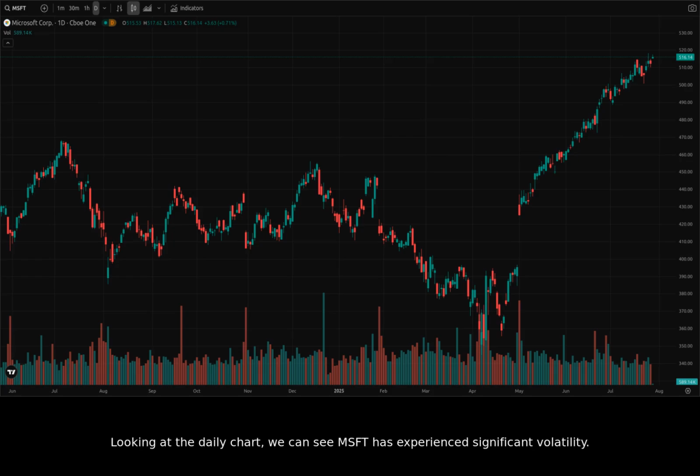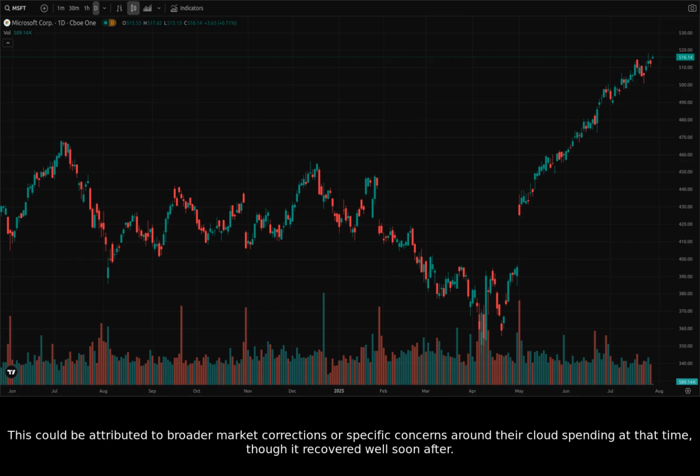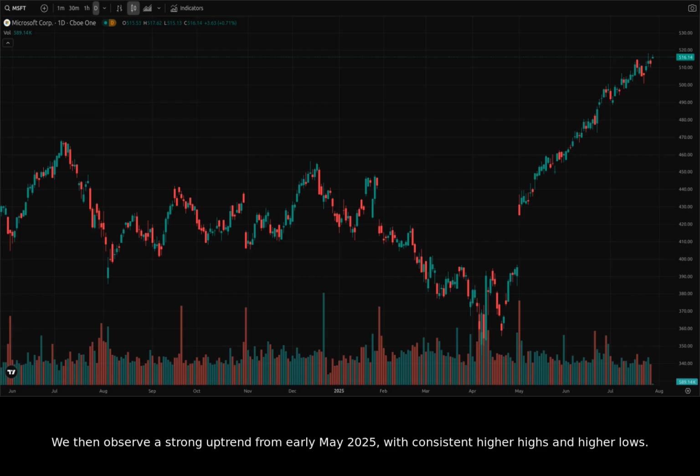Looking at the daily chart, we can see Microsoft has experienced significant volatility. The stock saw a sharp decline in late April 2024, dropping from highs around $409 to nearly $389 in a single day, followed by further depreciation. This could be attributed to broader market corrections or specific concerns around their cloud spending at that time, though it recovered well soon after.